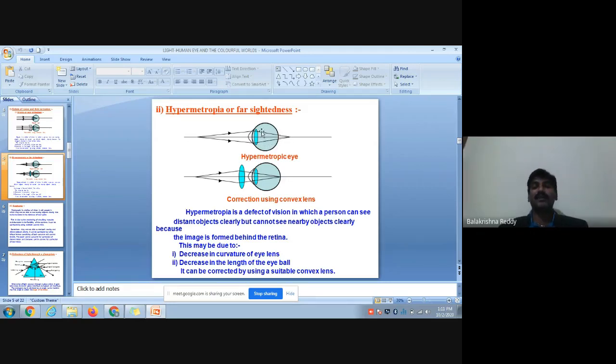It means the light rays are converging at a far distance. Due to that, this farsightedness arises. They can see longer distances, but they cannot see near distances. So how much it has converged at a longer distance, that much is the defect, and for that we need to converge at the actual position, that is at the retina. For that purpose, the remedy lens or corrector lens is the convex lens only.